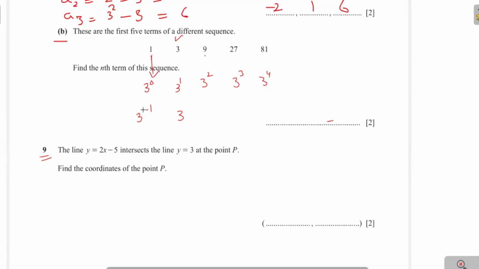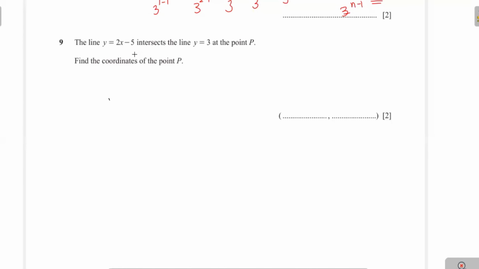we have mentioned the term position. In the second term, we can write this 3 power 1 as 2 minus 1. And 3 power 2, we can write 3 minus 1. This is 3 power 4 minus 1. And we can write 3 power 5 minus 1. Therefore, the nth term of this sequence we can write as 3 power n minus 1.